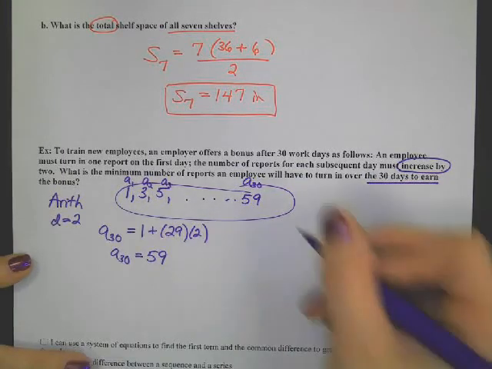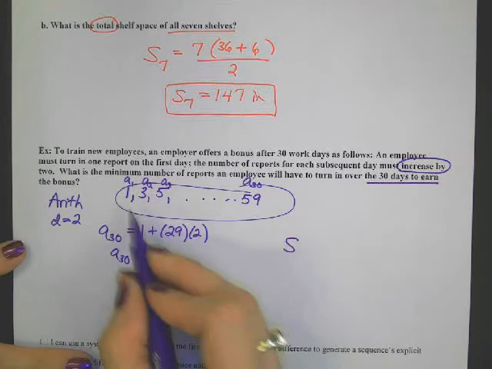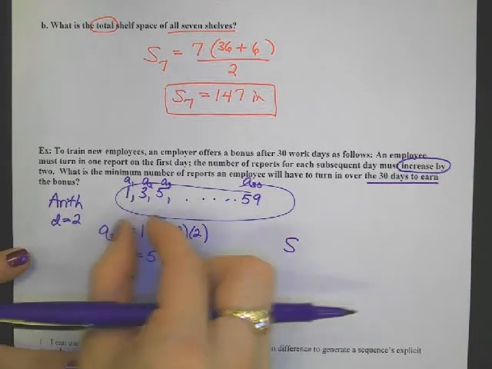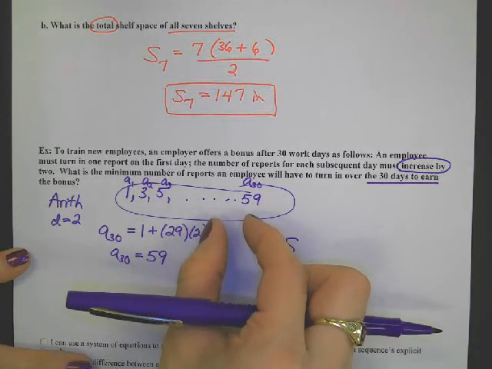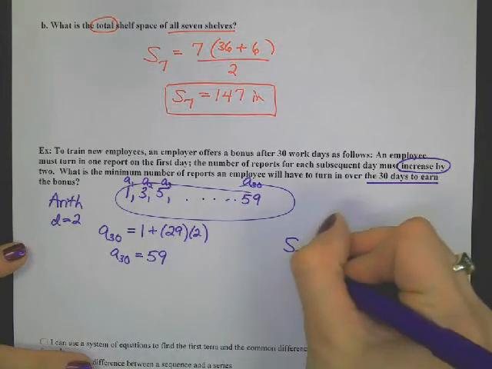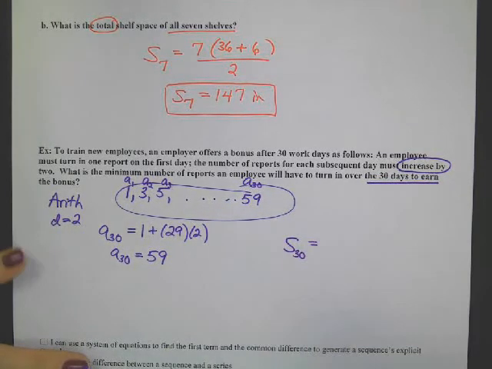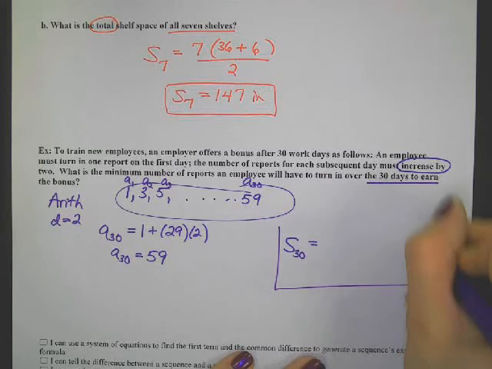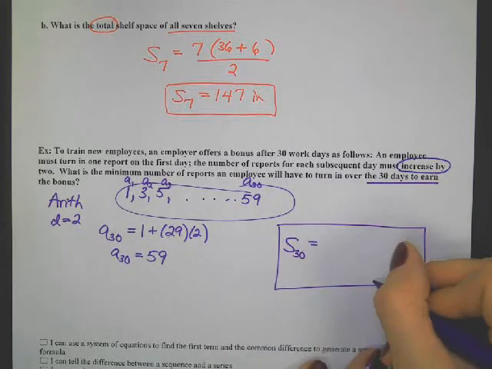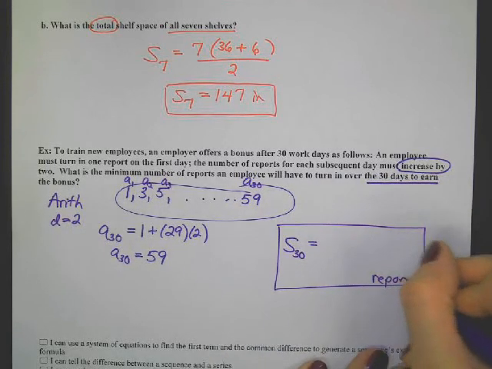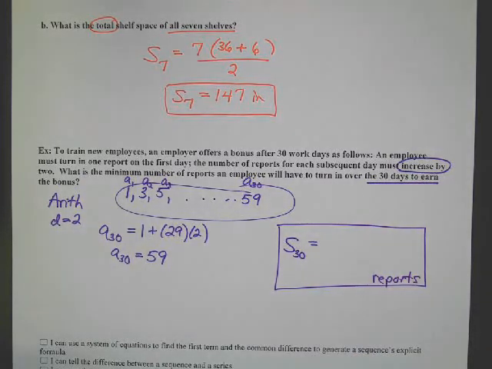It better be a nice bonus. So we have to sum how many things? How many terms are we adding? 30 terms, S sub 30. S sub 30 is, using that nice formula, how many reports? I can't wait to see your answer.